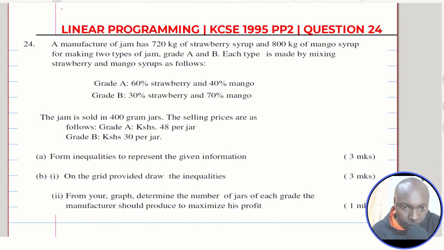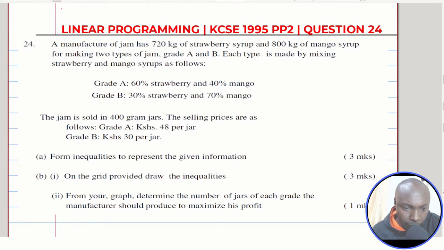A manufacturer of jam has 720 kg of strawberry syrup and 800 kg of mango syrup for making two types of jam, grade A and grade B. Each type is made by mixing strawberry and mango syrups as follows: grade A 60% strawberry and 40% mango, grade B 30% strawberry and 70% mango. The jam is sold in 400 gram jars. The selling prices are as follows: grade A 48 shillings per jar, grade B 30 shillings per jar.